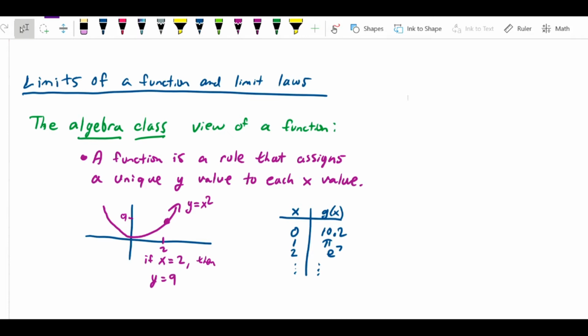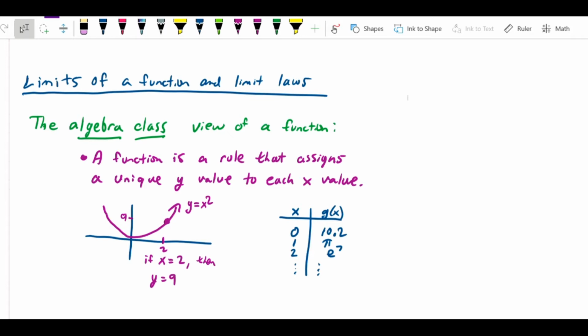The algebra class view is that a function is a rule that assigns a unique y value to each x value. You can think of it in terms of input and output. Give me an input, I'll tell you what the output is. That's what a function does. In fact, in the pre-calc unit, we covered exactly that view of what a function is. I've put up just some examples of that.